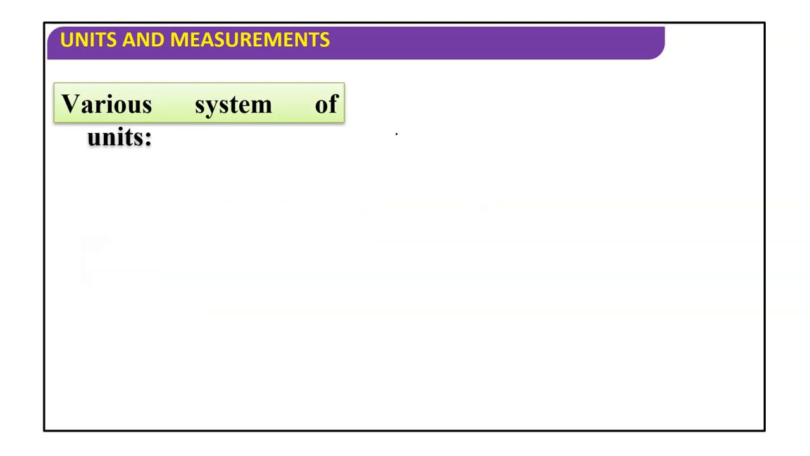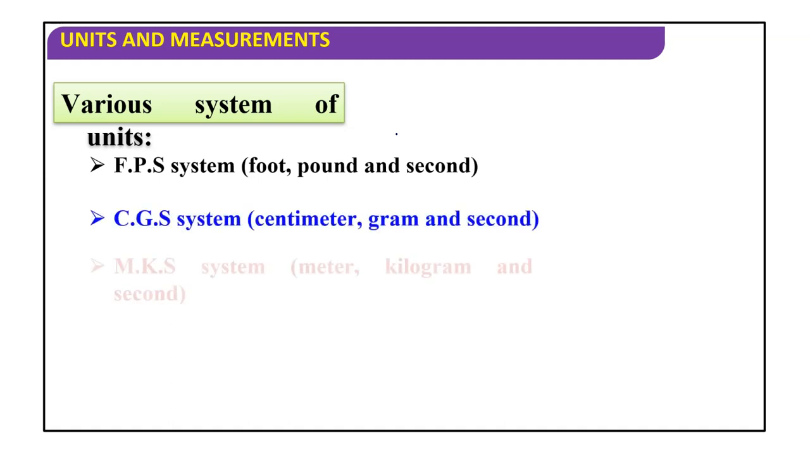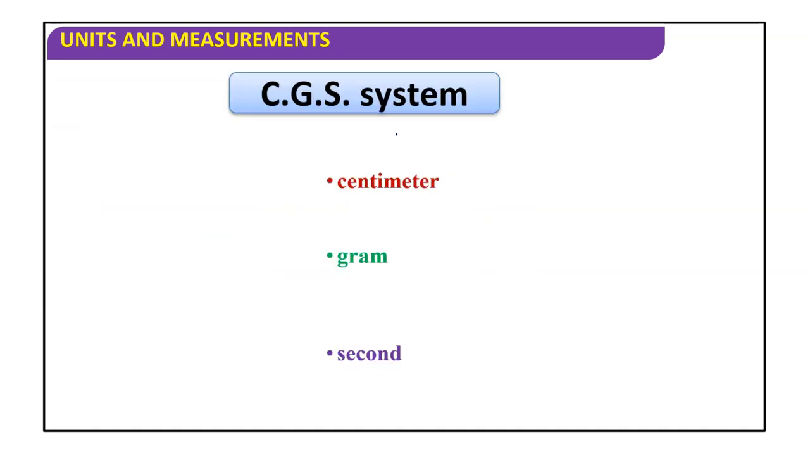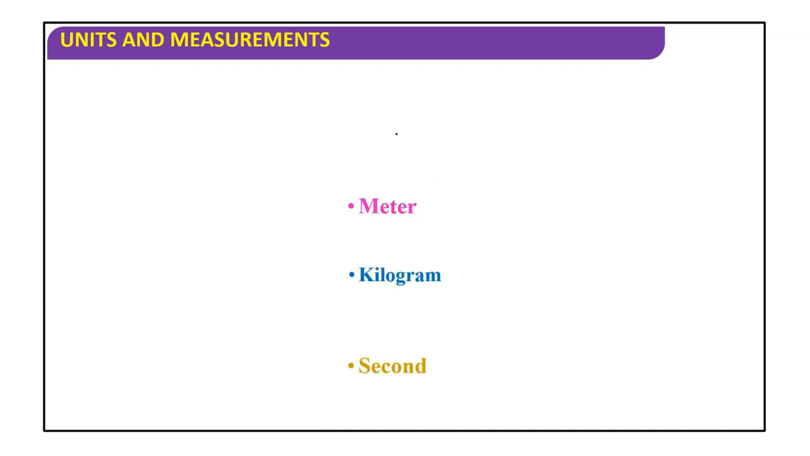System of units: as we know, we have various systems of units, the FPS system, CGS system, and MKS system. FPS means foot, pound, and second. CGS means centimeter, gram, and second. Similarly, meter, kilogram, and second is the MKS unit.